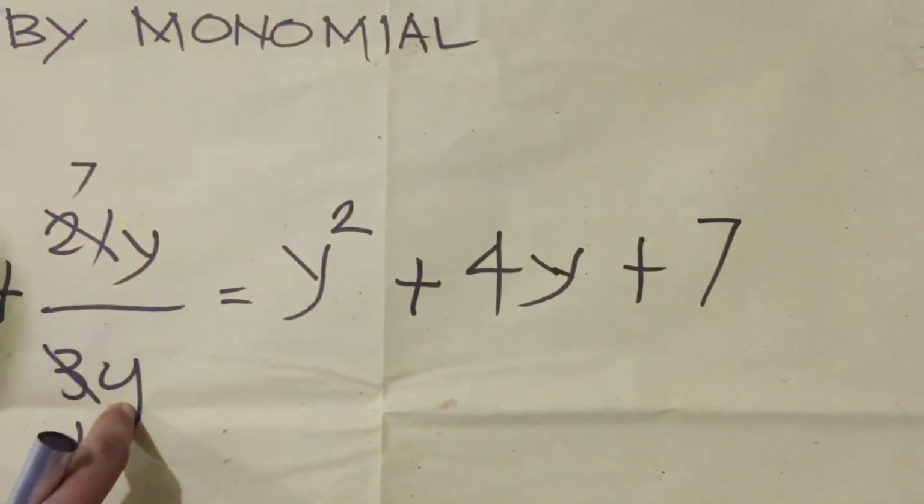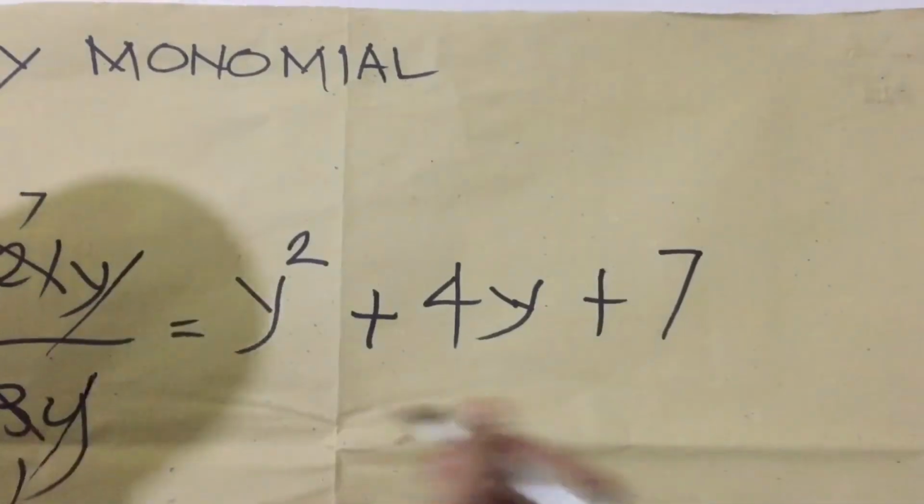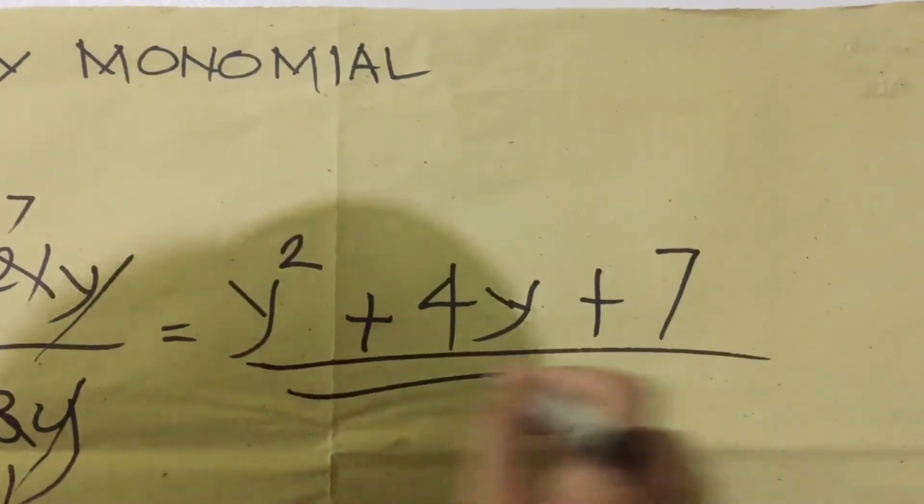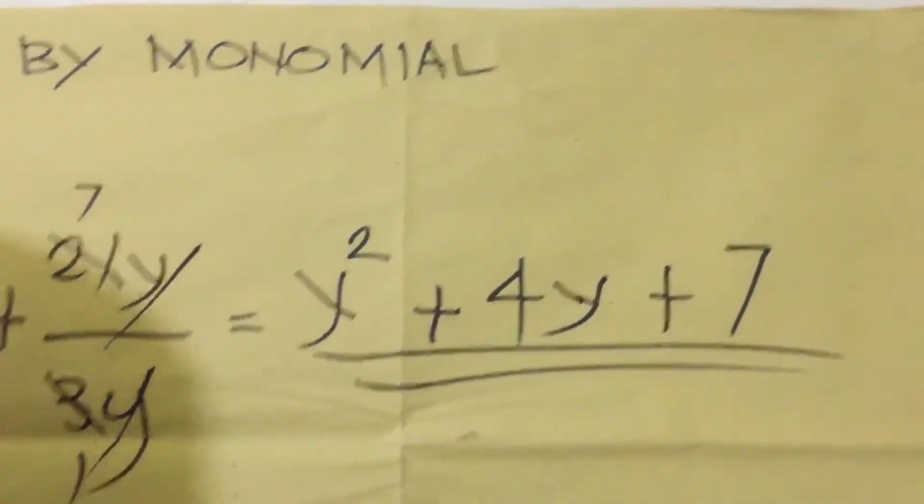Then y minus y. So wala na siya, cancelled na to. So ito na yung pinaka-final answer natin. Y squared plus 4y plus 7.